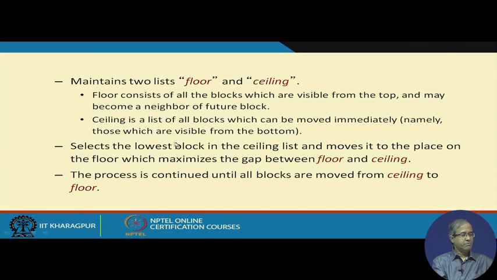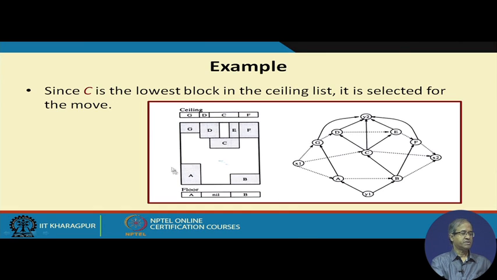So, you select the lowest block in the ceiling, move it to somewhere on the floor which maximizes the gap between floor and ceiling, and this process is continued because all the blocks are successively moved from the ceiling to the floor. So, I am showing one step of this algorithm. This is your initial problem. There are blocks A, B, C, D, E, F, G.